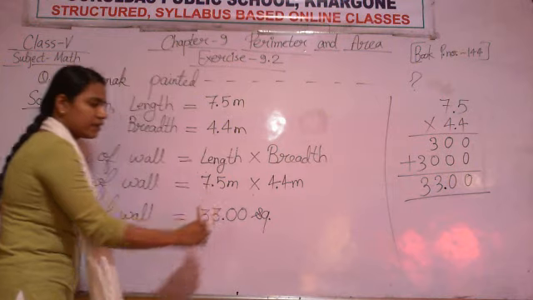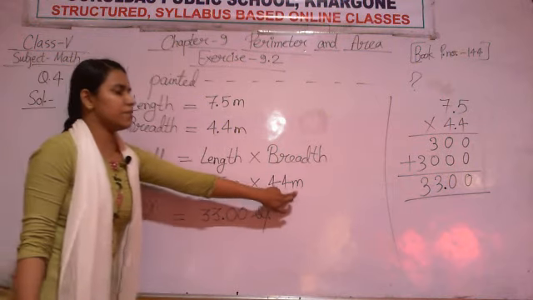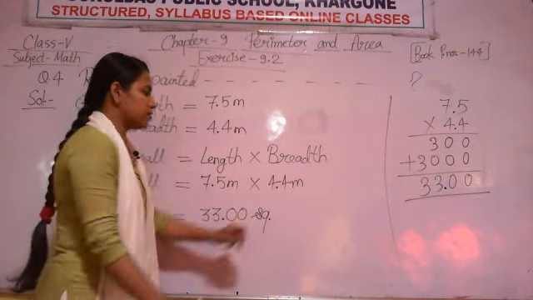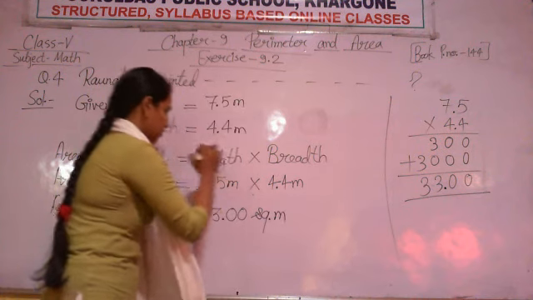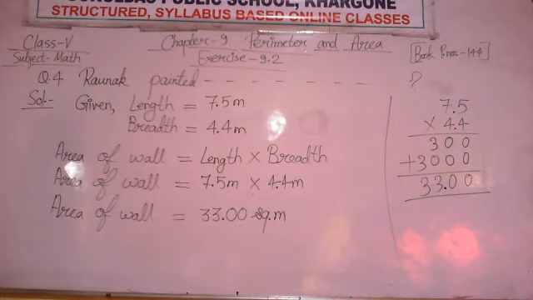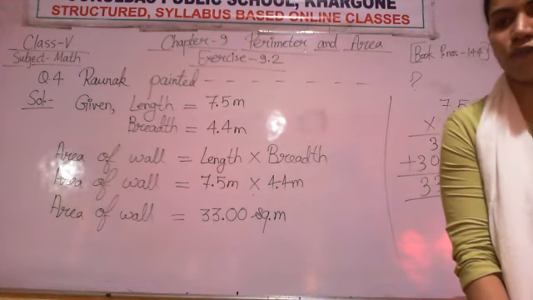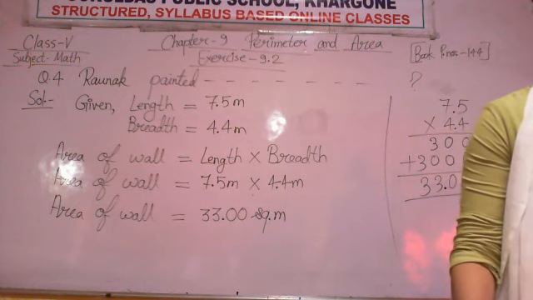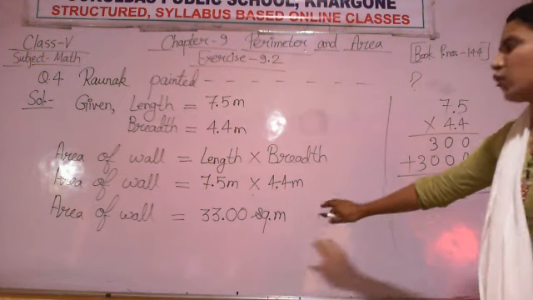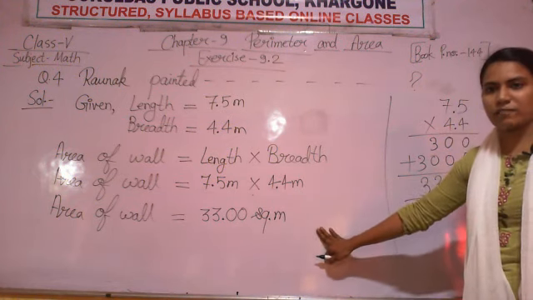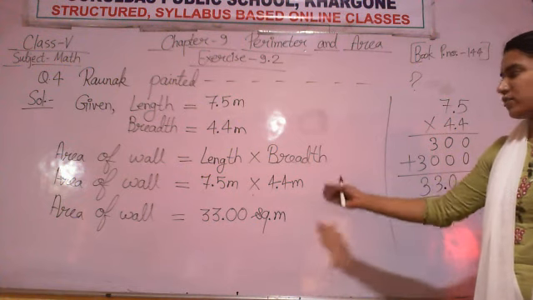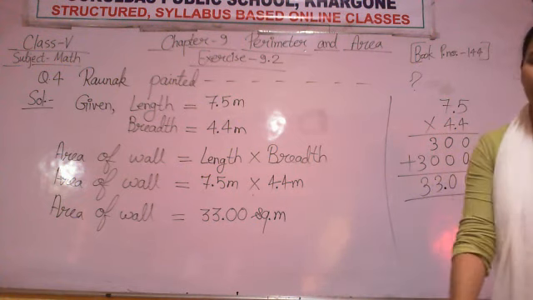And what is the unit given? Unit is meter for both length and breadth, so we will use meter. So area of one wall is 33 square meter. Now in the question they asked for total area of walls he painted. So area of one wall is 33 square meter. So for the area of two walls, we add them up and get our final result.